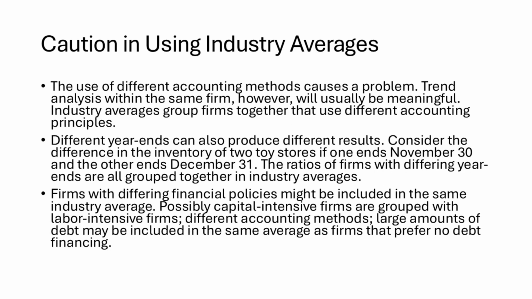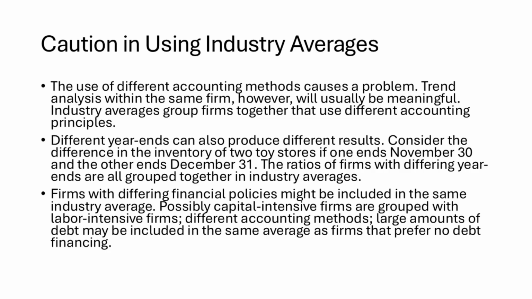The use of different accounting methods causes a problem. For example, identical firms may use different valuation or revenue recognition methods. Read statements and notes carefully to determine the degree of comparability between statements. Trend analysis within the same firm, however, will usually be meaningful. Industry averages group firms together that use different accounting principles. Different year-ends can also produce different results.